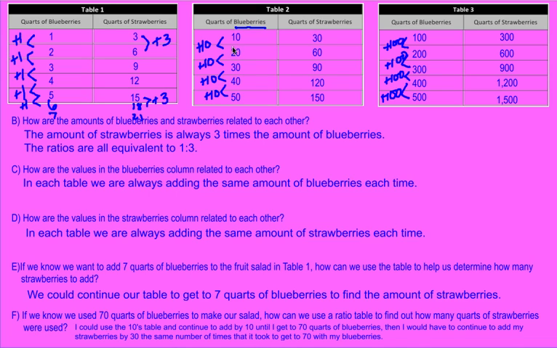Okay, so again here, to get to 50, I had to add 10. 1, 2, 3, 4. So I started with 10, and then I added 1, 2, 3, 4 more 10s. So in starting with 30, I would have to add 1, 2, 3, 4 more 30s to figure out how many strawberries I would need.